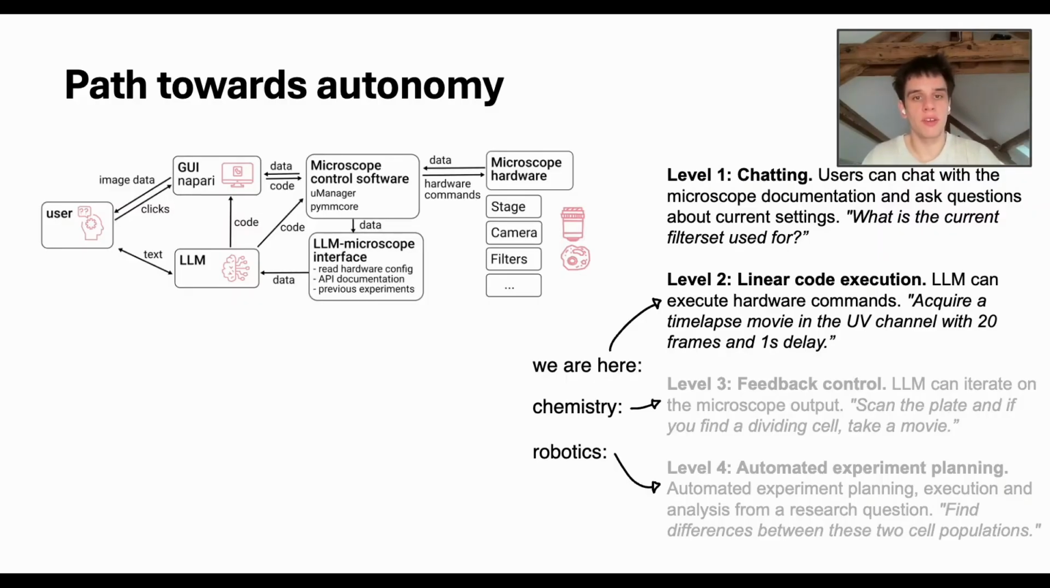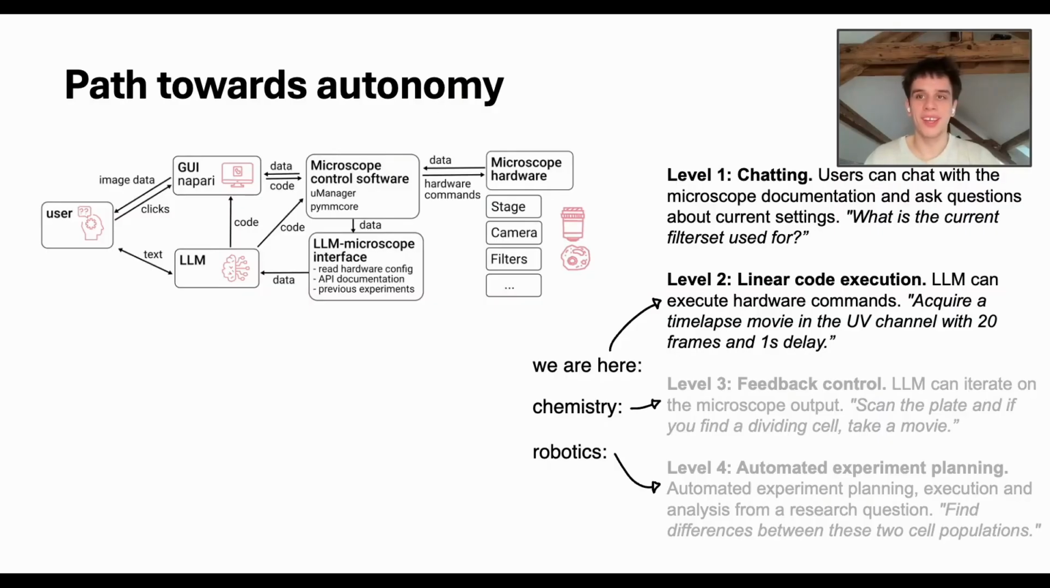And I think other fields, for example chemistry, are already at level 3, and robotics is way ahead of us, going from really high-level task descriptions to completely autonomous implementation of that plan. And I think microscopes are really just imaging robots, and there's not really something that's limiting us from also implementing this on microscopes.